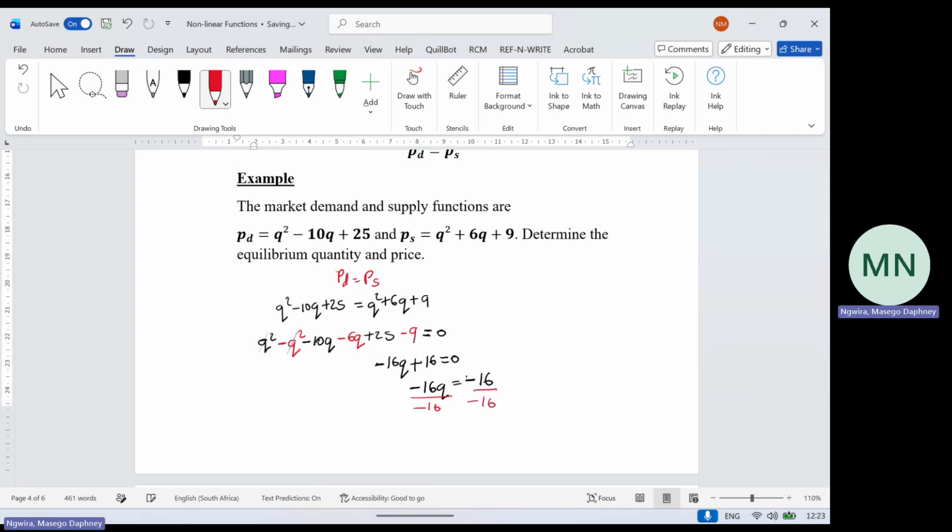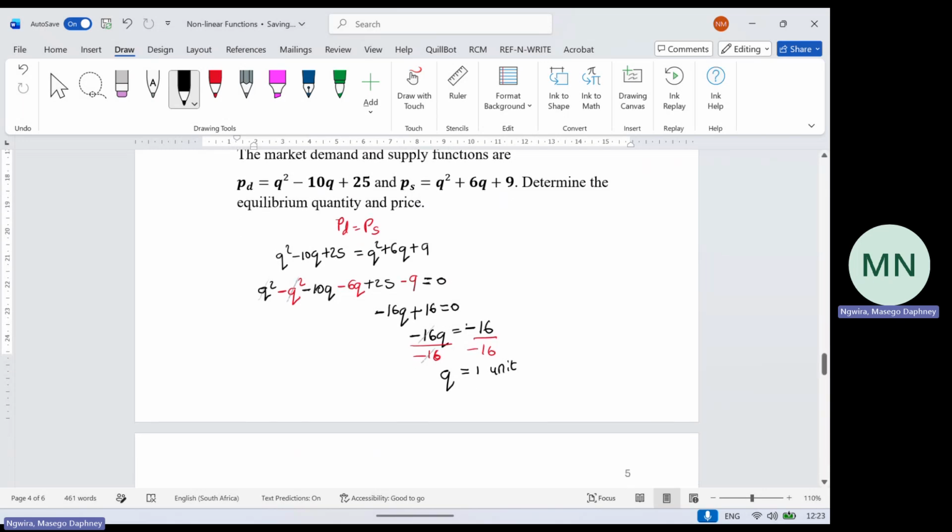And then now I'm going to divide both sides by negative 16. And then when I divide, my answer is going to be q. Remember, these two are going to cancel. This is 16, by the way. Okay. I hope this pen doesn't switch off now. Okay. And then q will be equals to 1. So I have my quantity. So this is 1 unit. Then it means now I must solve for my quantity price.